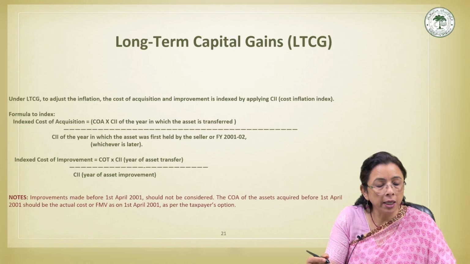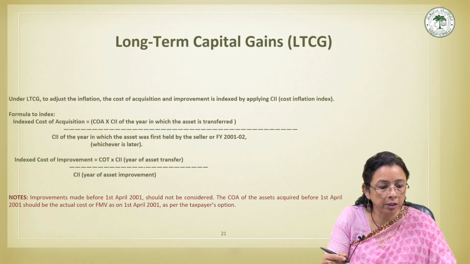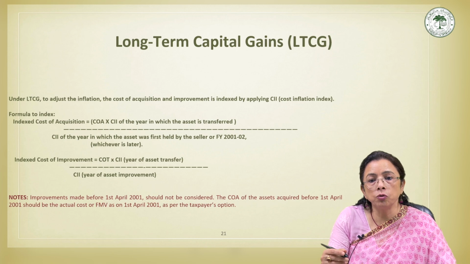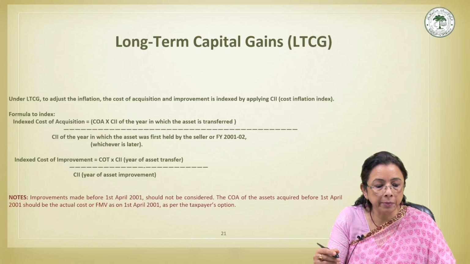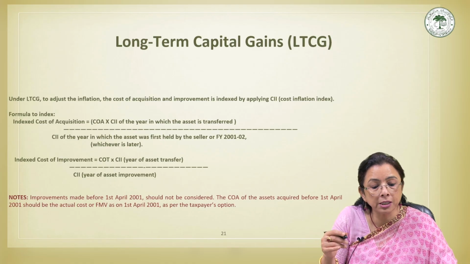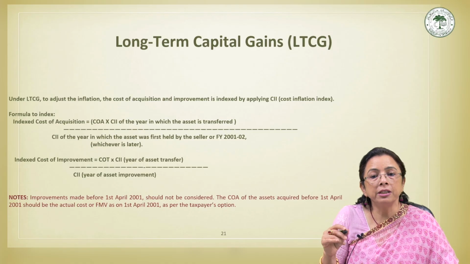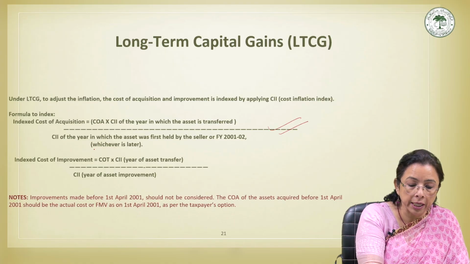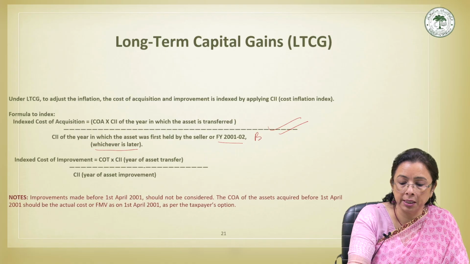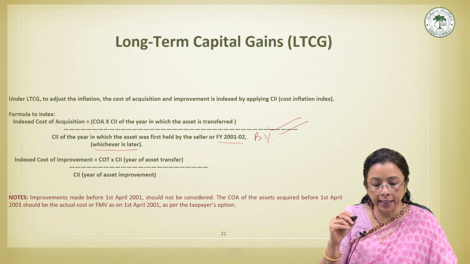And the formulas which we use for indexation are before you. The first formula is the indexed cost of acquisition. Indexed cost of acquisition is equal to COA into CII of the year in which the asset is transferred, divided by CII of the year in which the asset was first held by the seller, or the financial year 2001-2002, whichever is later. Please, this part is very, very important. This formula, whichever is later. And why this? Because 2001-2002 has been taken as the base year.